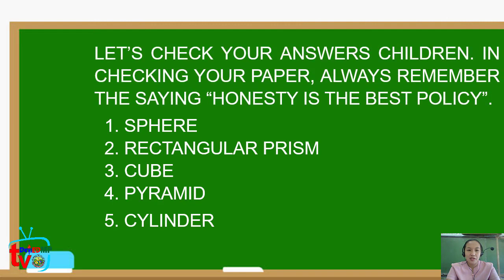Okay, children, let's check your answers. In checking your paper, always remember the saying, honesty is the best policy. The answer for number 1 is sphere. Number 2, rectangular prism. Number 3, cube. Number 4, pyramid. And number 5, cylinder.